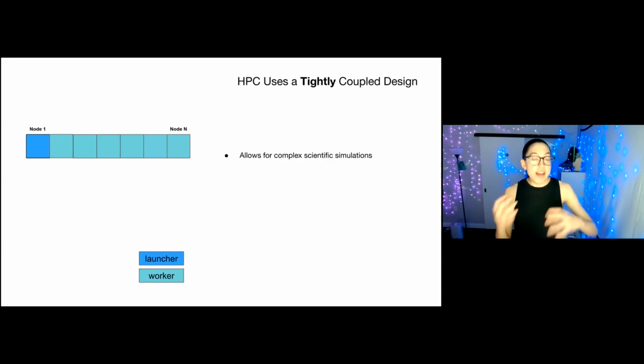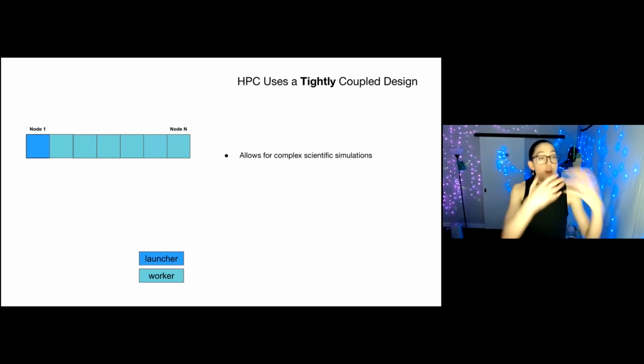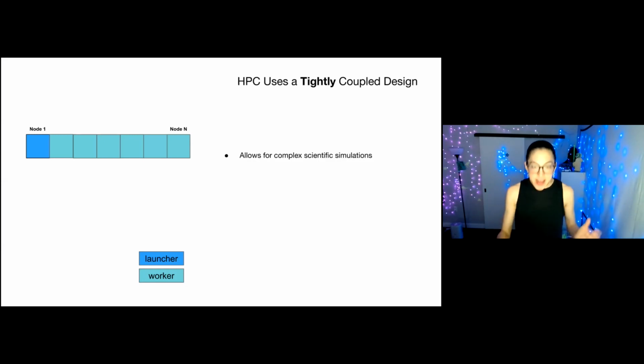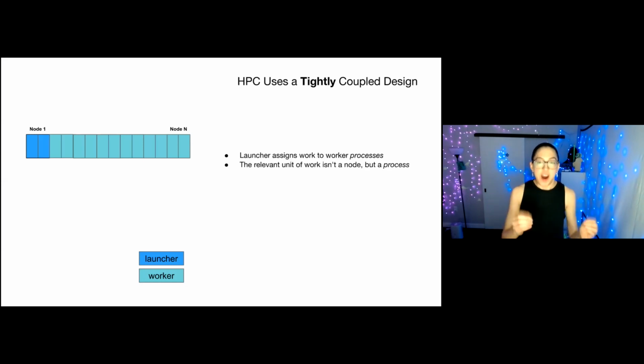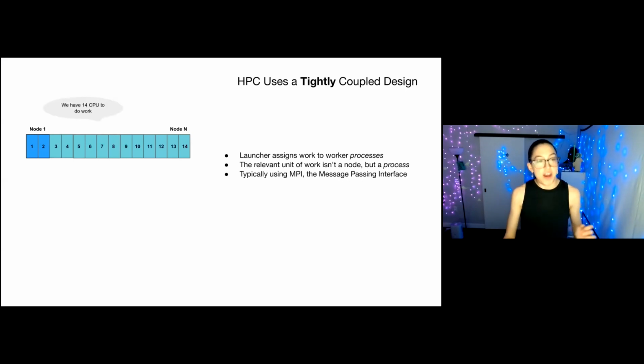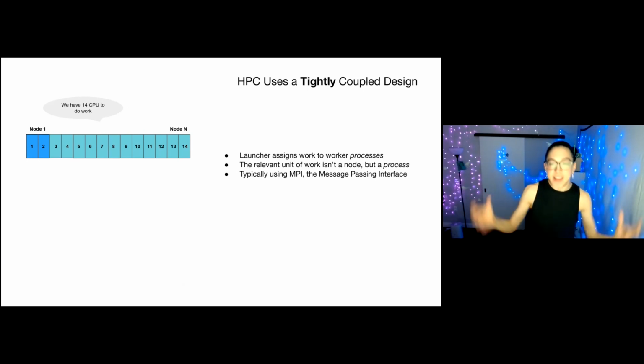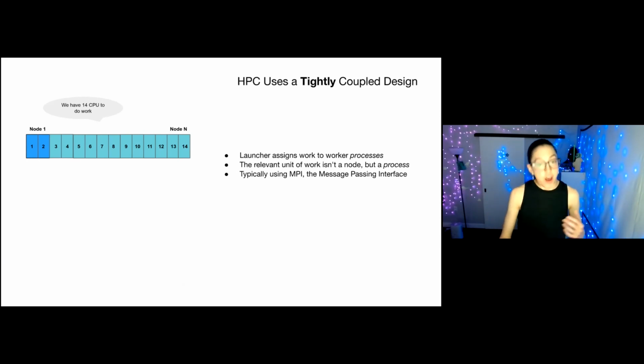So MPI, if we look again at this launcher worker design, HPC is going to be using a tightly coupled design. We may start with thinking of the concept of nodes. Here we have nodes, there's a launch node and worker nodes. But in HPC, because we need to run complex scientific simulations, we actually care about the relevant unit of a process. So instead of looking at nodes here, what you're looking at are 14 CPUs that do the work, and they are going to be communicating using the message passing interface, which is called an interface because it's more like a standard, and there are different implementations of it.